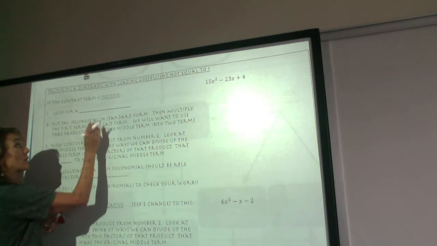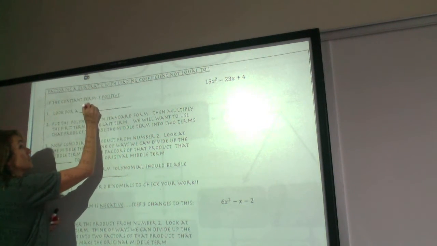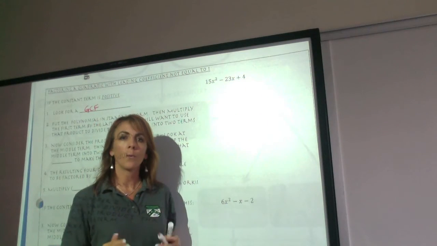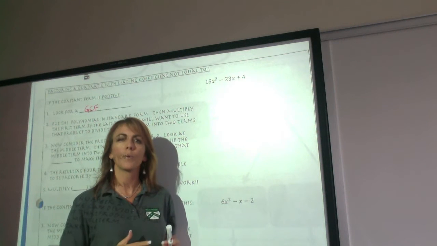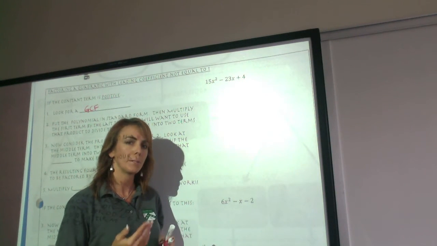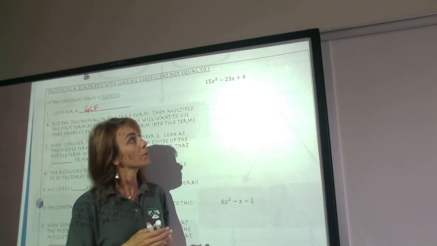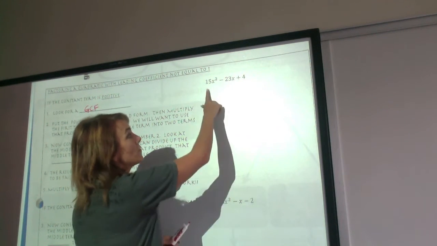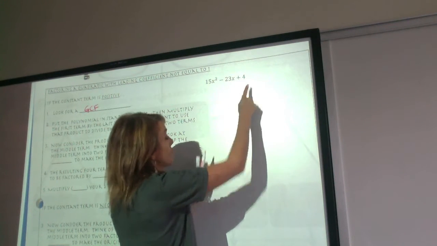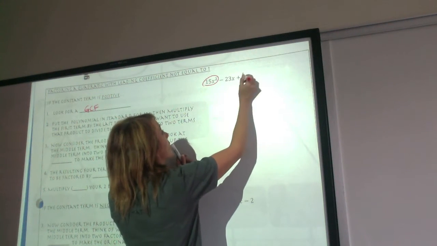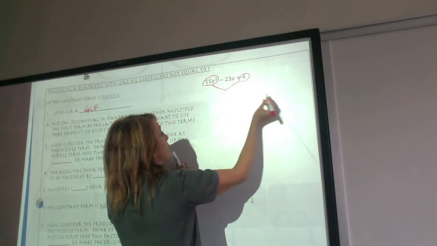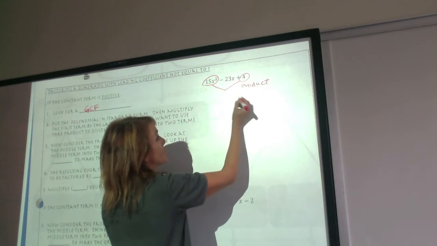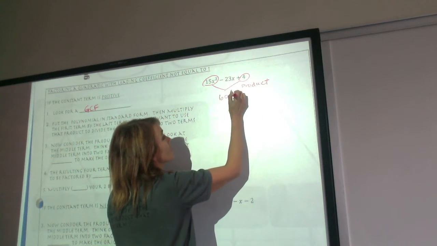So the first thing, of course, is look for a GCF. And we're going to use this example over here. Okay, so with this method, we're going to break that middle term apart a little bit. And in order to do that, we're going to start by multiplying the 15x squared by the 4. So I'm going to take these two things and bring them together as a product. We're going to multiply the first and last term, and we are going to get 60x squared.